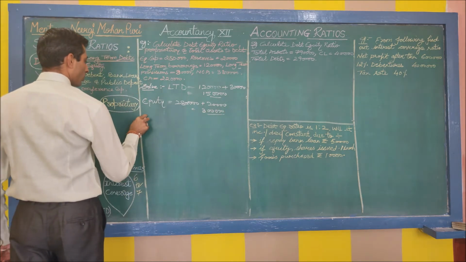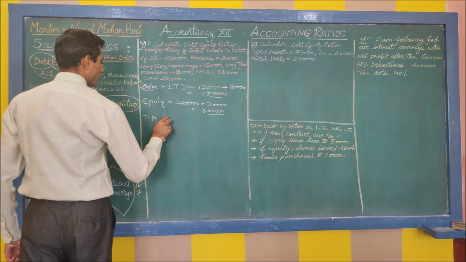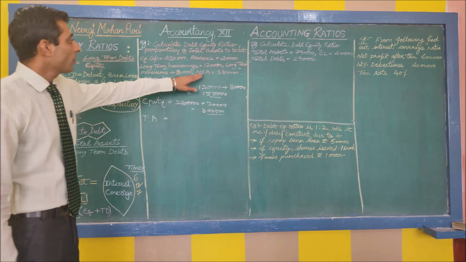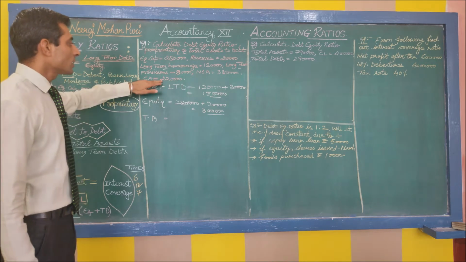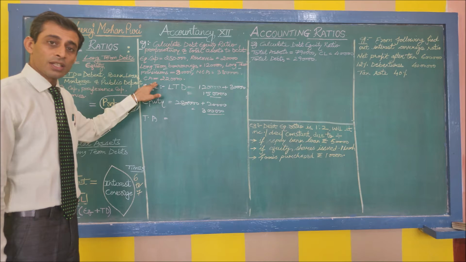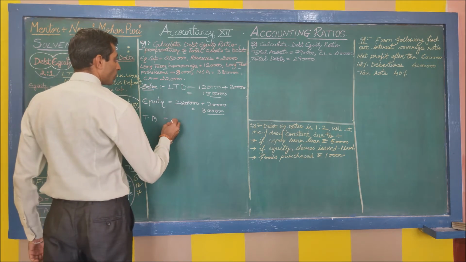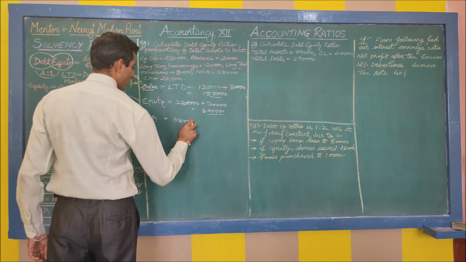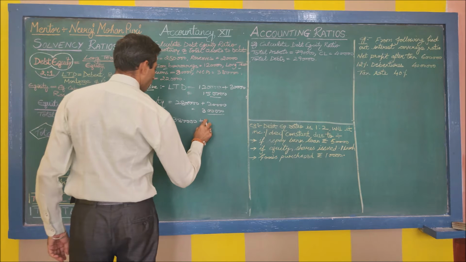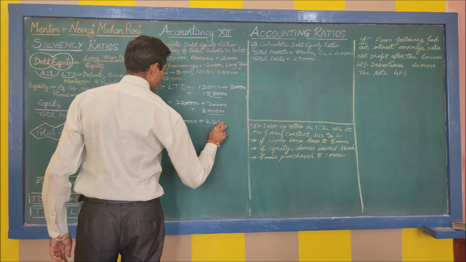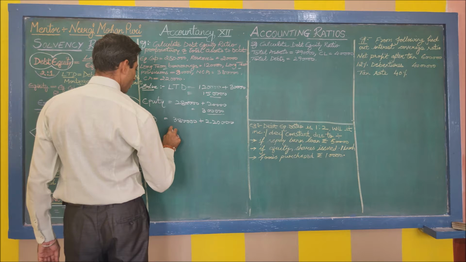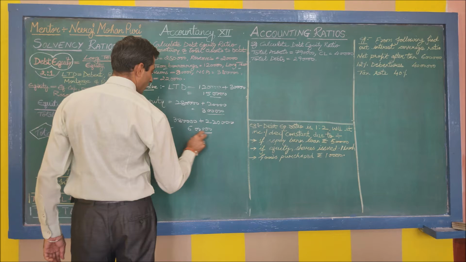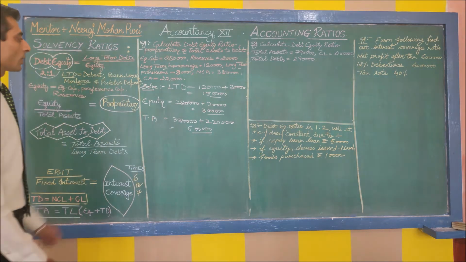The term which we need is total of assets. Total assets can be calculated either through liability approach or through assets approach. We have here non-current assets and current assets. The total of non-current plus current assets is equal to total assets. 3,80,000 plus 2,20,000. This is equal to 6 lakh. So these are the three values.